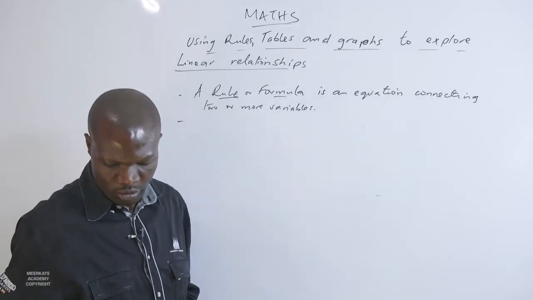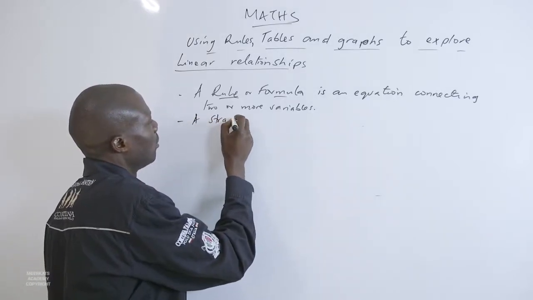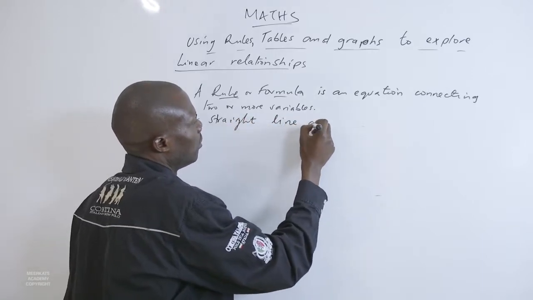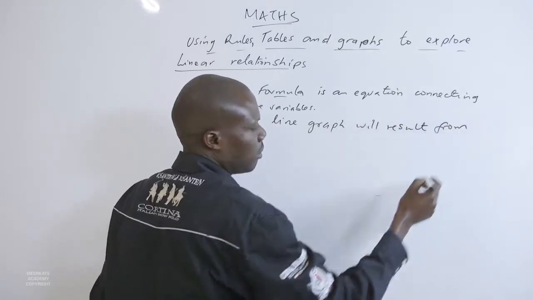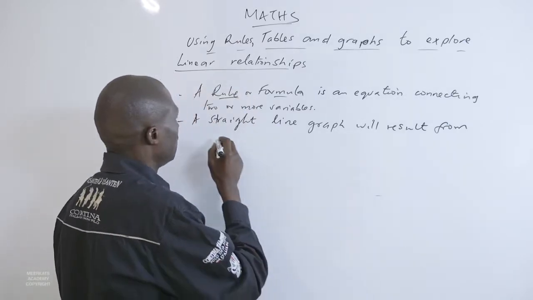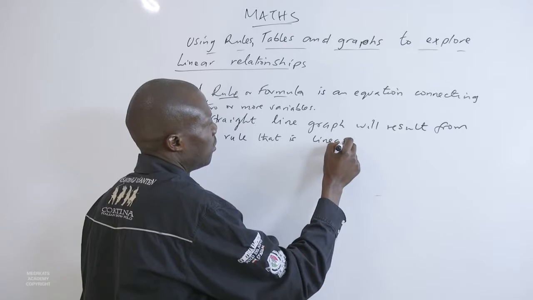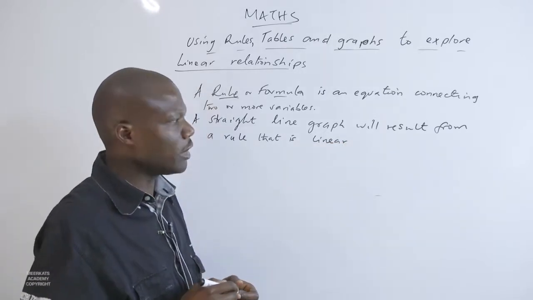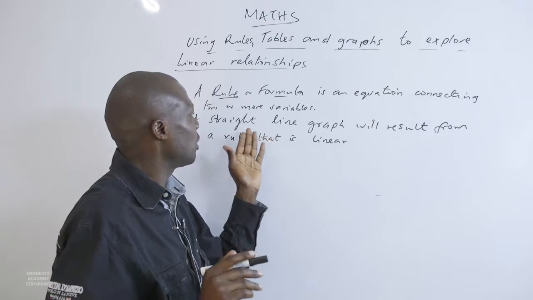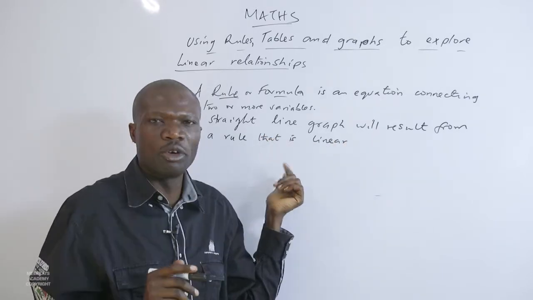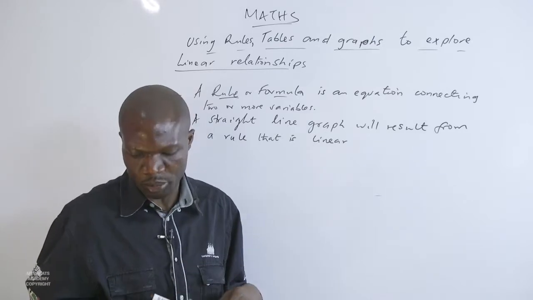Another point that we must know is a straight line. If you happen to plot and you find that you have plotted a straight line on your graph, then we say this straight line graph only results from a rule that is linear. So it results from a linear relationship.